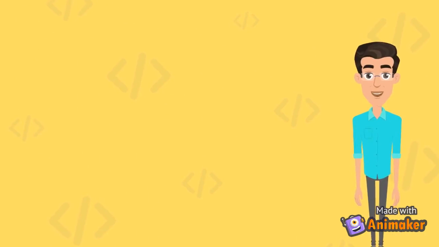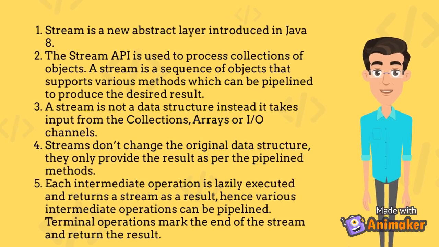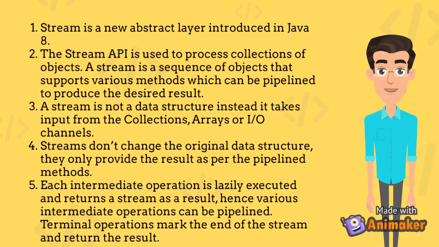Stream is a new abstract layer introduced in Java 8. The Stream API is used to process collections of objects. A stream is a sequence of objects that supports various methods which can be pipelined to produce the desired result. A stream is not a data structure, instead it takes input from the collections, arrays or I/O channels. Streams don't change the original data structure, they only provide the result as per the pipelined methods.